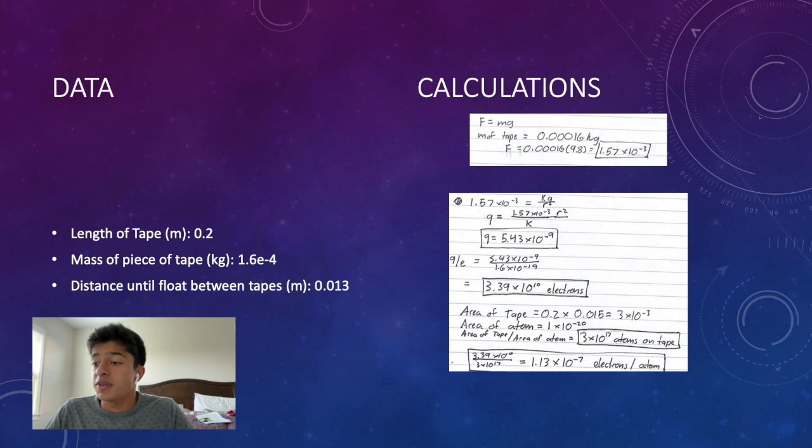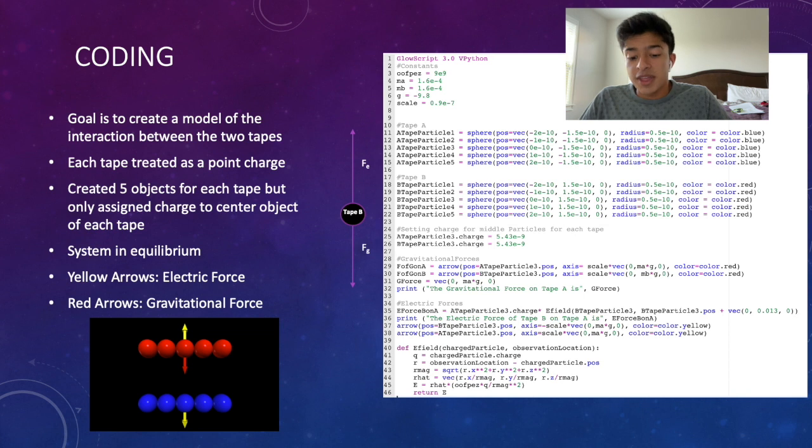We also found the r we use in that equation, which is how close the tapes had to be to see the floating of the top tape. Then within GlowScript, I needed to show how these 2 tapes were interacting with each other. So I created 2 rows of spheres to represent the 2 tapes on top of each other, and I would visualize the forces seen in the free body diagram in the center of this slide.